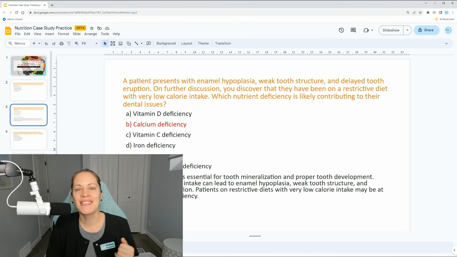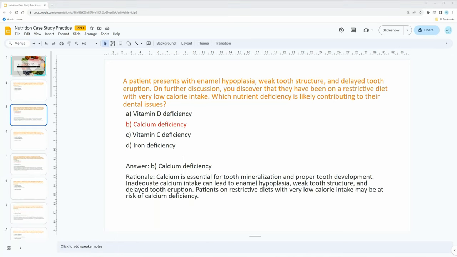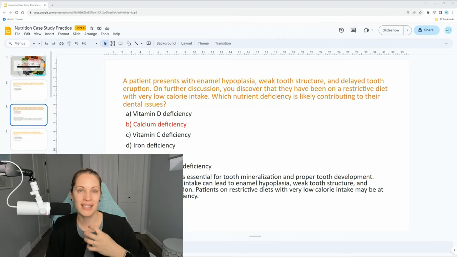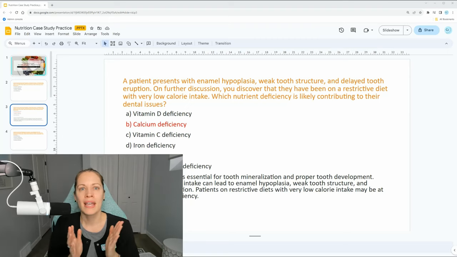So the answer again is calcium deficiency. Because we're talking about enamel hypoplasia and weak tooth structure, when it comes to the teeth, it's not always the answer, but when in doubt, calcium is probably the answer. If you don't have enough calcium, your teeth aren't strong enough. If your teeth aren't strong enough, when your teeth develop, the enamel isn't strong enough. So then you have problems. So getting enough calcium is crucial and so important.